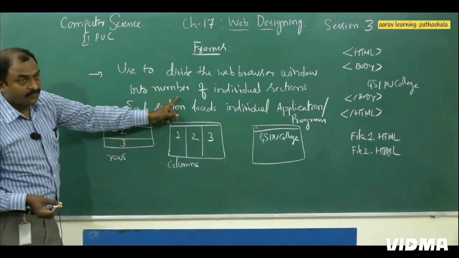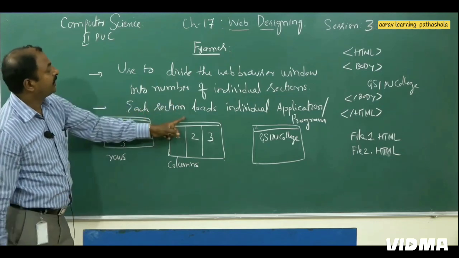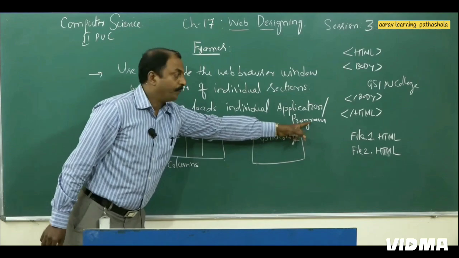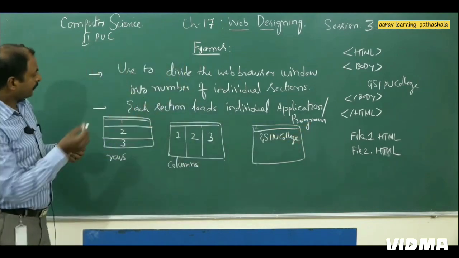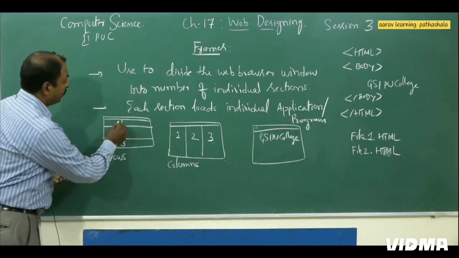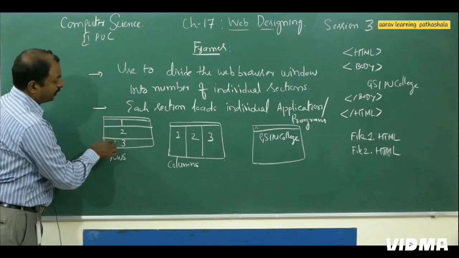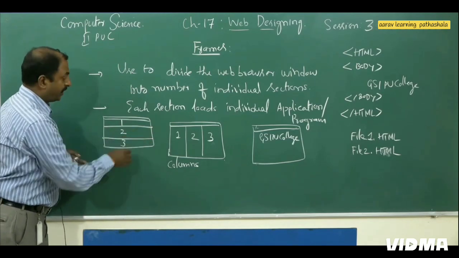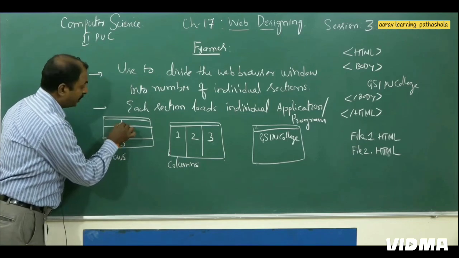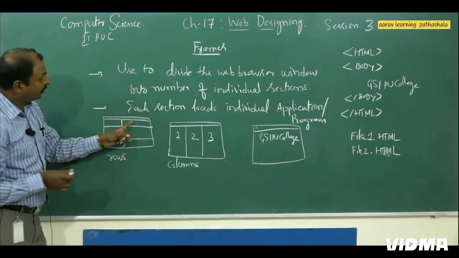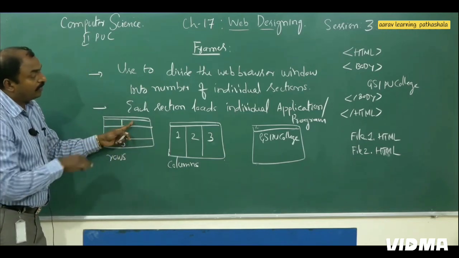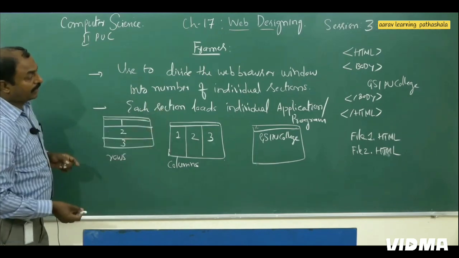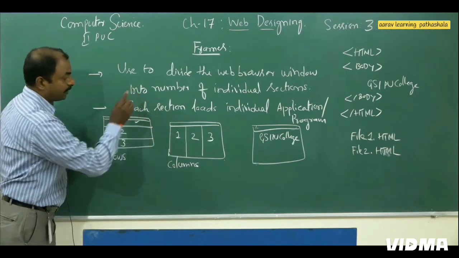And what is the next definition here? The next sentence is each section loads an individual application or program. So what is the meaning of this? For example, in this example there are 3 rows, isn't it? So this window is divided into 3 sections. In one particular section, row 1, we can load or open one file. For example, file1.html, then you can display it here.